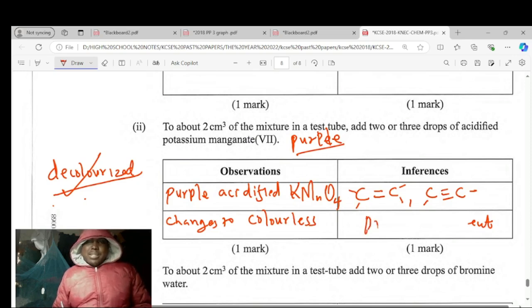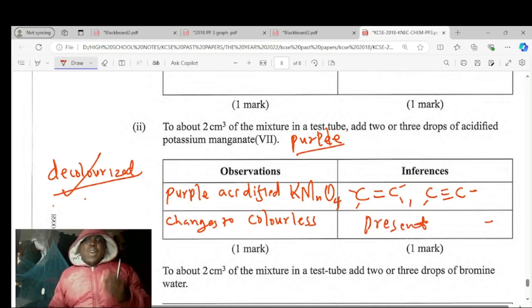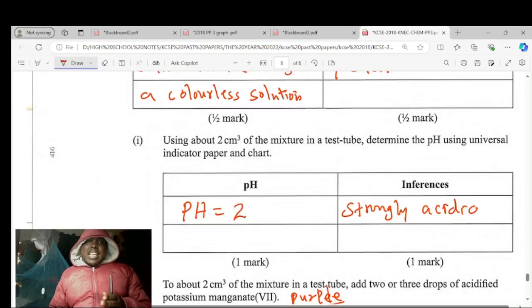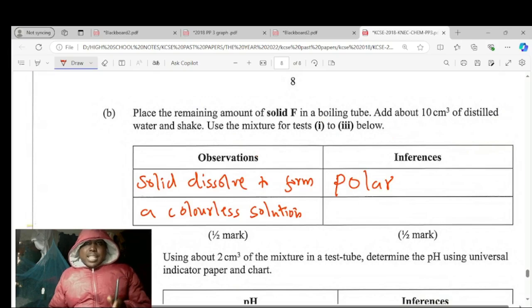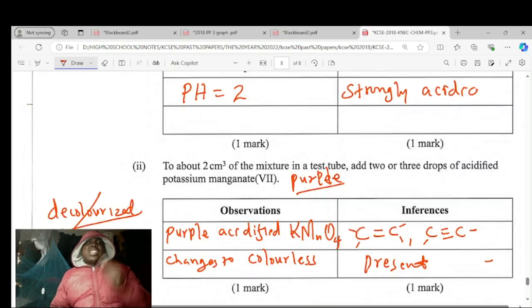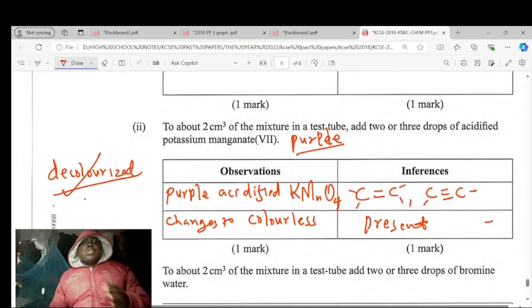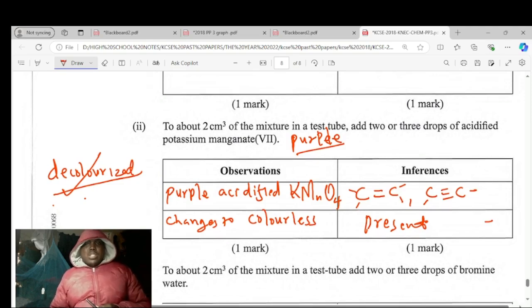This one is present. The reason why nimetoa alcohol despite the fact kwamba acidified potassium permanganate inatumika kutest for alcohol is because here F will burn with yellow sooty flame. Alcohols do not burn with yellow sooty flame. Therefore, if you include it here, it means you don't understand, you cram this content. For understanding, if it wasn't there in the first place, I cannot include it in the next subsequent test.